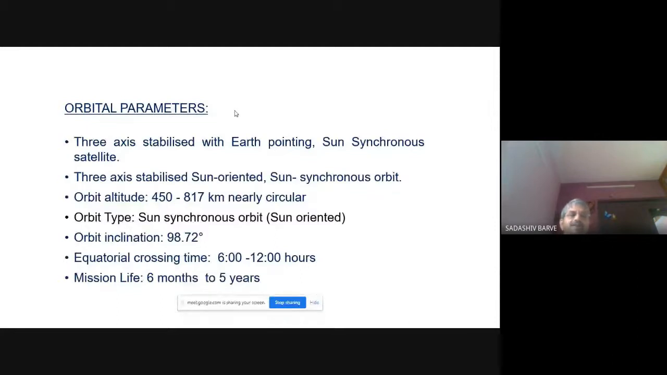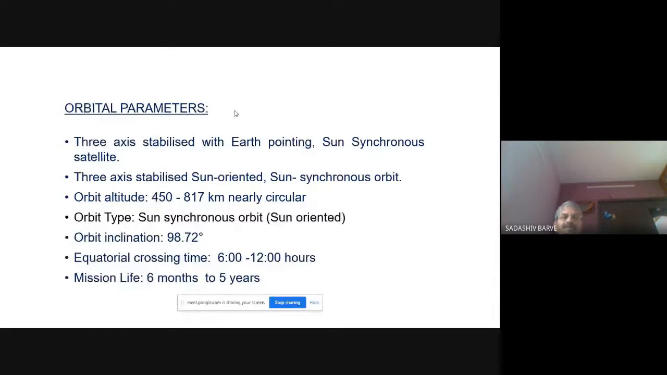Now, this orbit altitude can be 450 to 870. In fact, our first satellites like IRS, and even before that, were all around the 900 kilometer category. Now, slowly they have come to know, depending on our application, we keep the satellite in a range of 450 to 817 or that order. Most of our applications are in near Earth orbit, and they will satisfy this particular altitude. Altitude is the average height from the surface of the Earth.